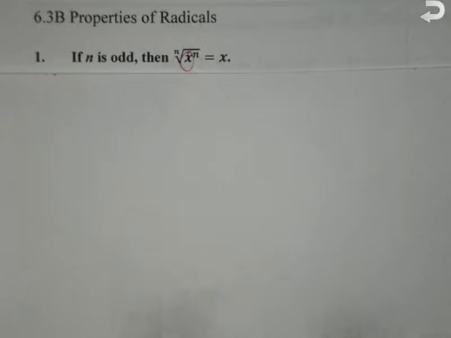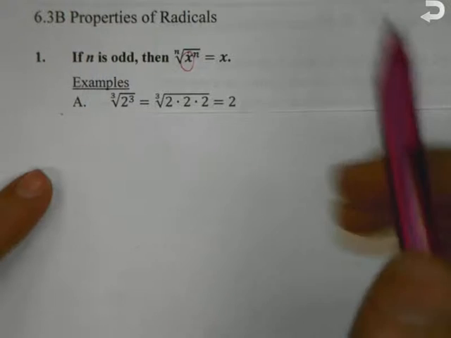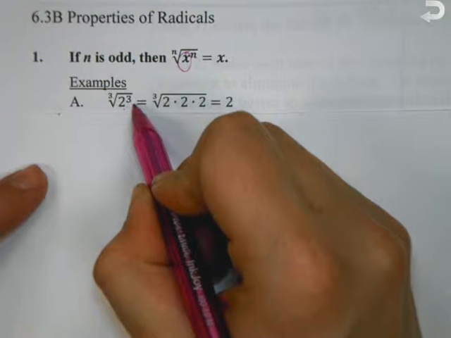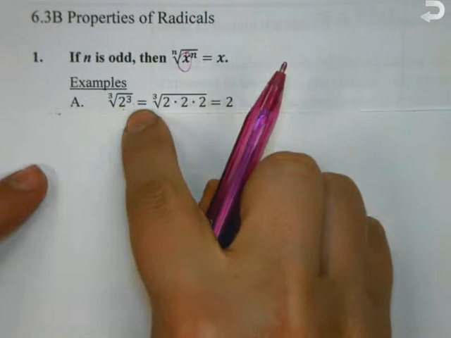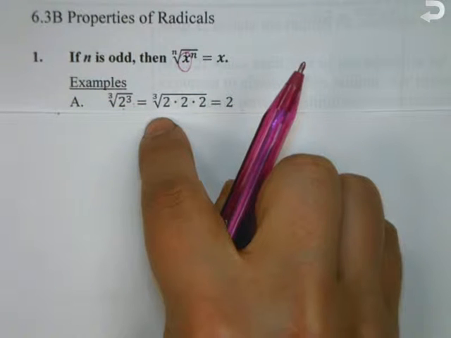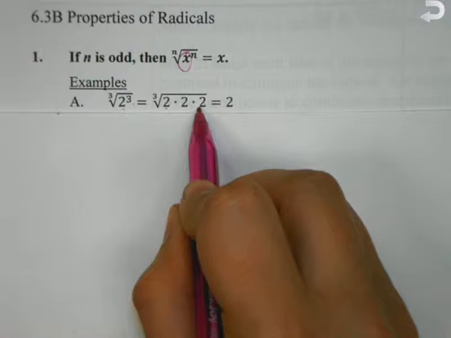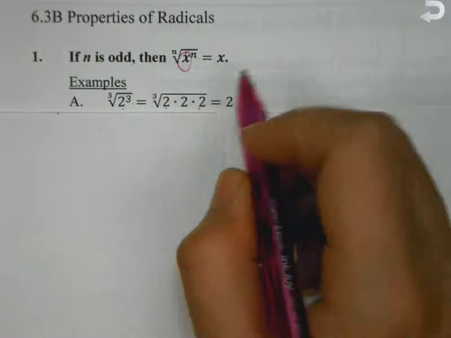So, for example, if I'm taking the cube root of 2 cubed, that is equal to the cube root of 2 times 2 times 2. So my answer is just 2.